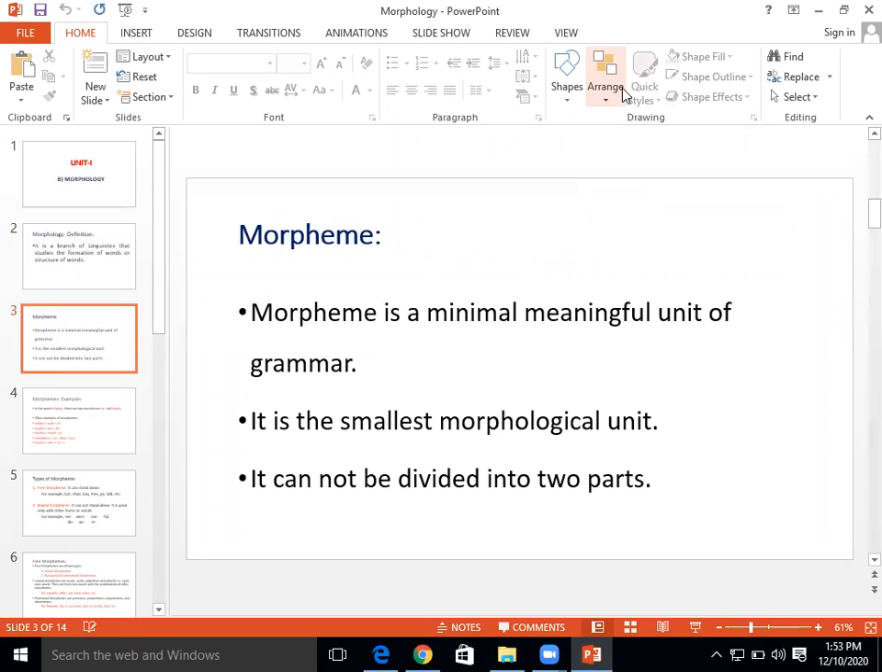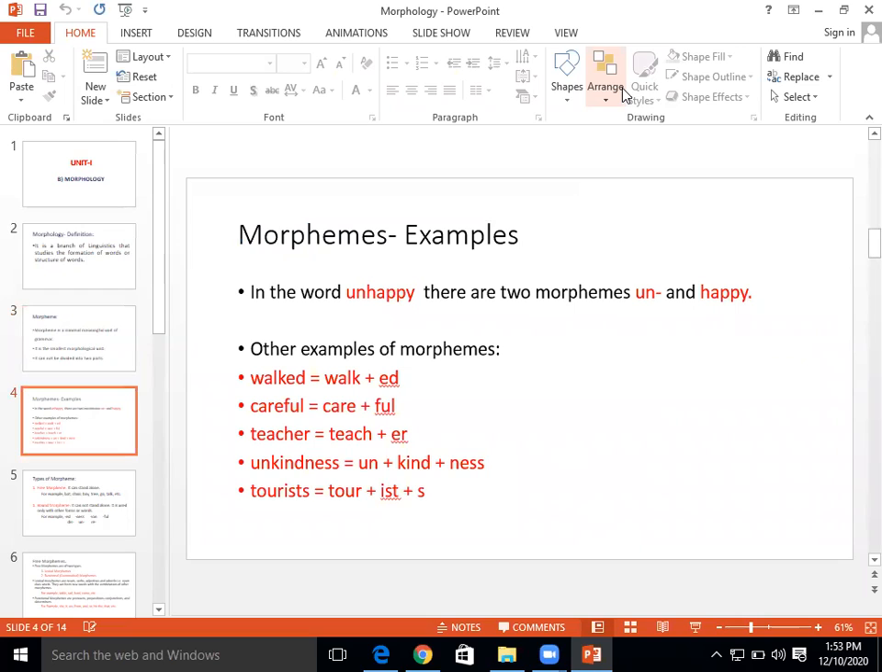Okay, so this word morphology has come from the word morpheme, and so what is a morpheme? A morpheme is a minimal meaningful unit of grammar. It is the smallest morphological unit. It cannot be divided into two parts. A word which cannot be divided into two parts can also be called a morpheme. We should try to understand what a morpheme is from examples.